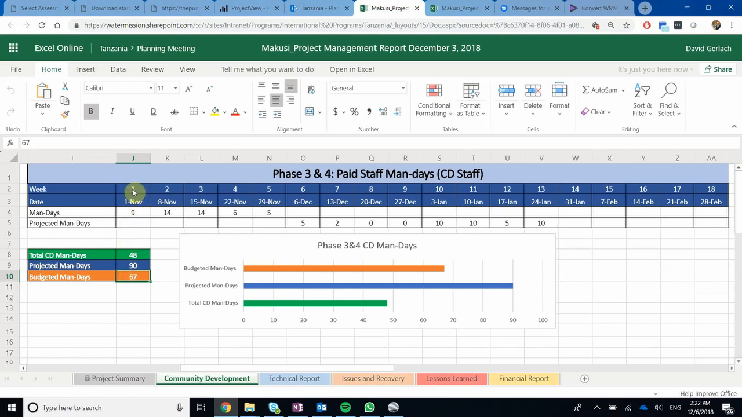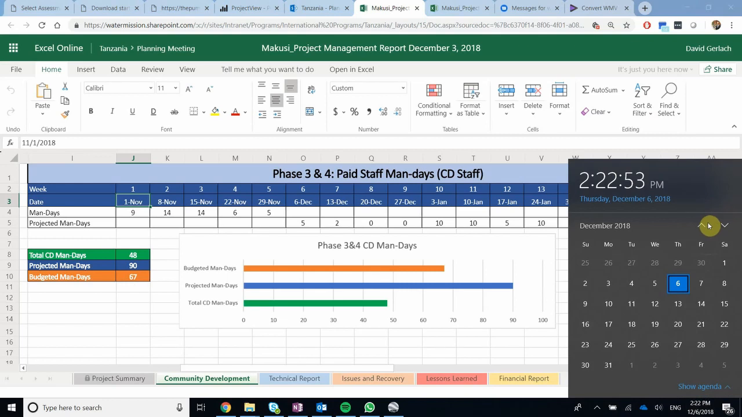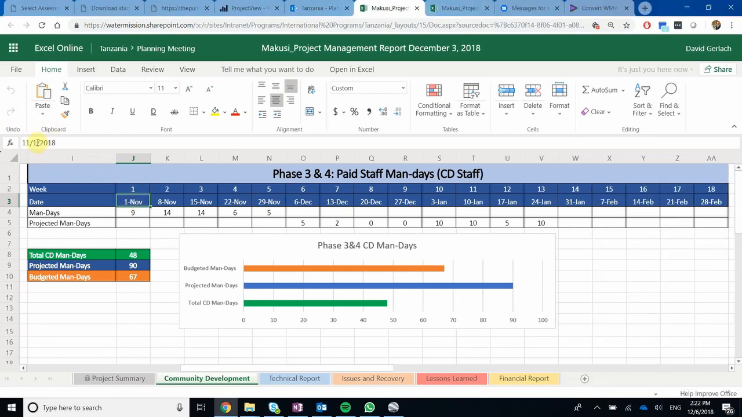Up here, we have the starting week. So that's the first week that we're actually sending somebody into the field as a community development officer. That's week 1. And so for this, we're going to put a Saturday. November 1st, if I look at my calendar here, was actually a Thursday. So we're going to say the week ending on the 3rd, the 3rd of November. And that means that this would also be the 10th, and so on and so forth. And we can move that right down the line.